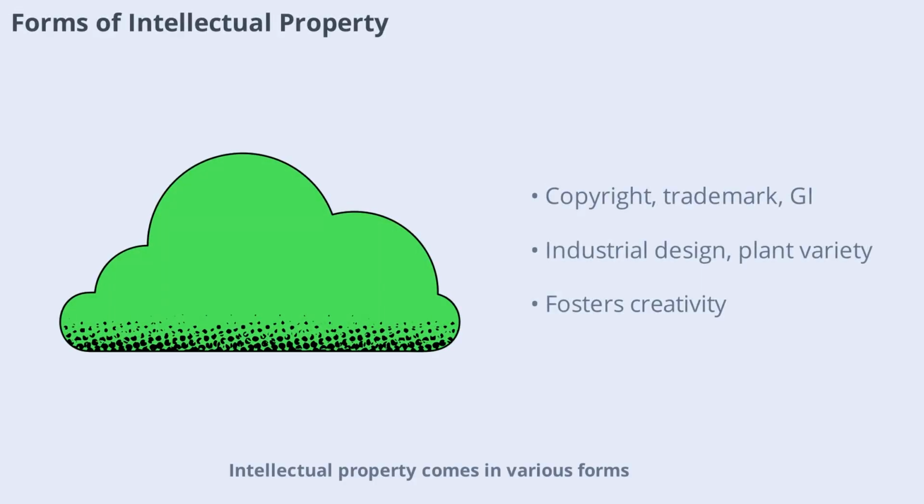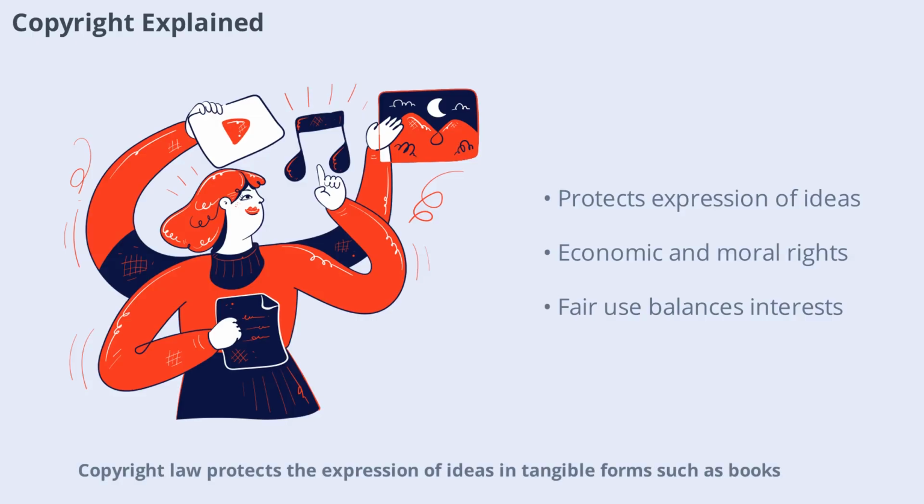Intellectual property comes in various forms, each with its own legal framework and purpose. Copyright protects the expression of ideas in tangible forms such as literary, musical, and artistic works. Trademarks distinguish goods and services, linking them to their origin and guaranteeing quality. Geographical indications certify products based on their location, while industrial designs safeguard the visual appearance of objects. Plant variety protection encourages innovation in agriculture. Each form plays a vital role in fostering creativity and economic growth. Copyright law protects the expression of ideas in tangible forms such as books, music, films, and artwork.